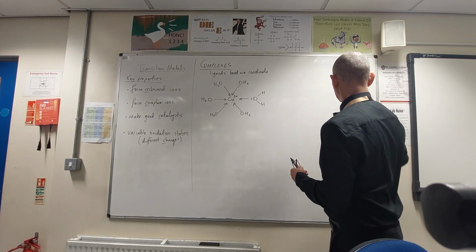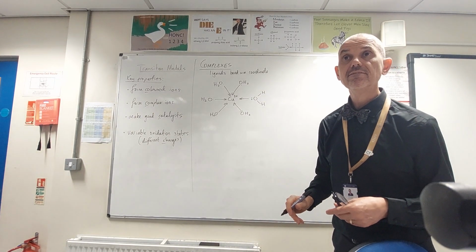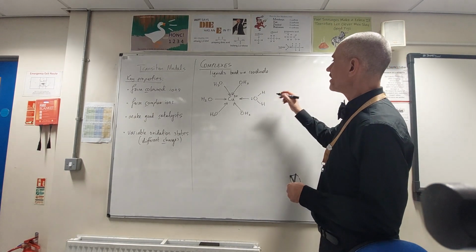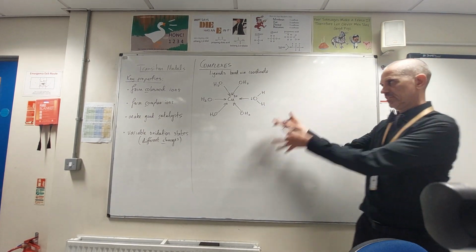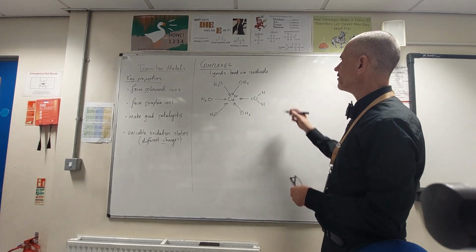Do you need to show it as an arrow? Do you need to draw it as an arrow? Well, traditionally they are drawn as arrows, but if you're asked to draw the shape of this ion, then you don't need to.